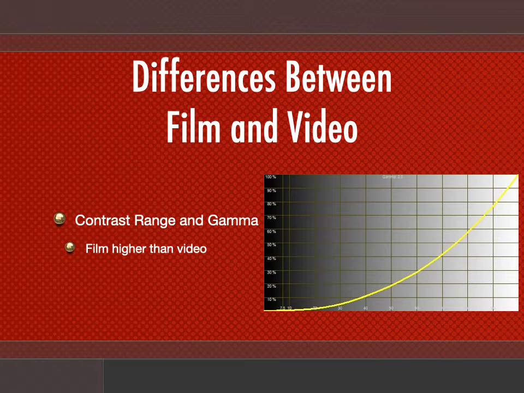Another big difference between film and video, of course, is the contrast range and the gamma. Film certainly has a much higher contrast range than video. Of course, this has improved dramatically over the years. We have seen cameras like the Blackmagic Pocket Cinema Camera 4K and the 6K has a tremendous contrast range. And not too long ago, cameras would have had somewhere between a 10-to-1 contrast range, basically 10 steps between the darkest area of the screen and the lightest area of the screen.